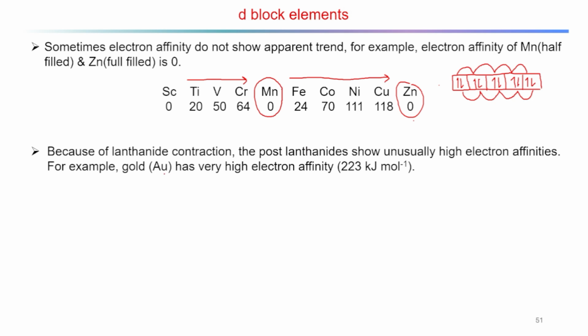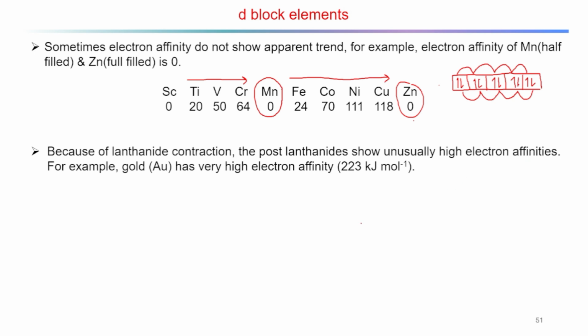Now the next factor is because of lanthanide contraction, the post lanthanides show unusually high electron affinities. Lanthanide contraction I have already explained in lecture 5. As these F electrons have less shielding effect, the atom size contracts, it shrinks. So the atom size is very small and the nucleus to valence distance, the atomic radius, is very less. That's why the nucleus has higher electrostatic interaction to the incoming electrons, right?